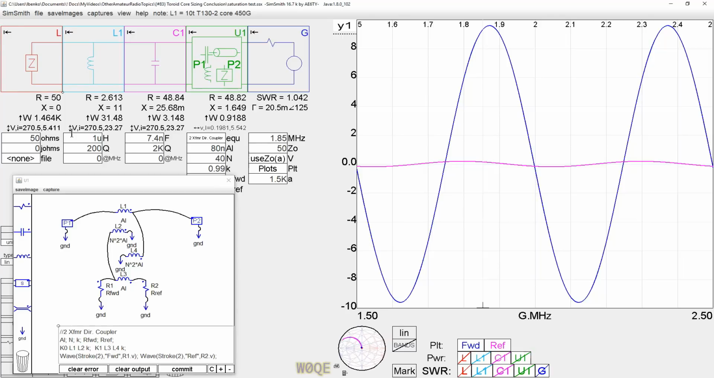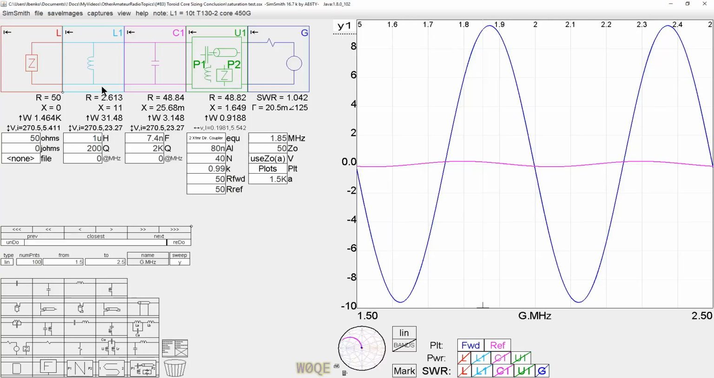So what I've done here is I've taken a core. I haven't done this, but I did some calculations. A T130-2 core with 10 turns on it is about 1 microhenry of inductance. And if I put it in a circuit where I have 270 volts across it, roughly, I have 450 Gauss. That is 4 times the maximum recommended value, and this will cause heating extremely quickly. And I wondered whether this would cause saturation.